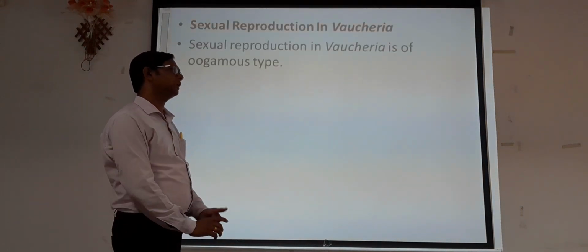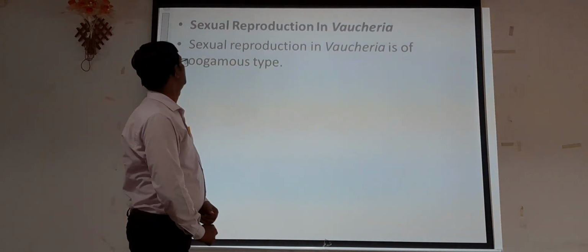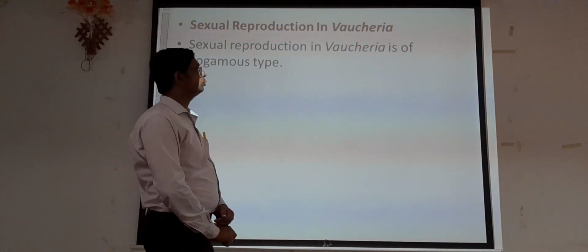Now, sexual reproduction in Vaucheria. As we know, sexual reproduction in Vaucheria is of the oogamous type.